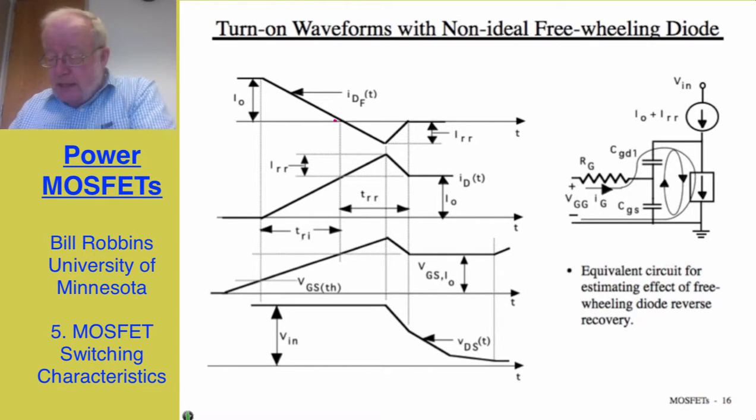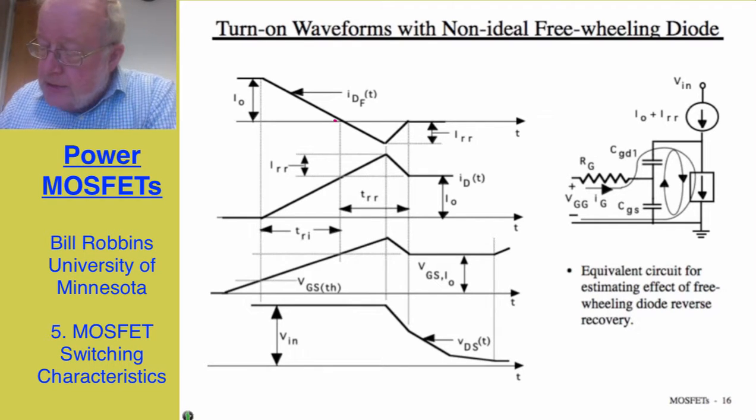That takes the time interval t_ri, the current rise time, and corresponding to that, the drain current goes from 0 up to I_0. But because this is an imperfect diode, the diode current then goes negative, peaking out at a negative current whose magnitude is the so-called reverse recovery current, and then it goes back to 0. Correspondingly, the MOSFET current has to increase above I_0 up to the peak value I_0 plus I_RR before it decreases down to I_0. And the time interval that it adds to the region where we have both large current and large voltage is the reverse recovery time of the diode.